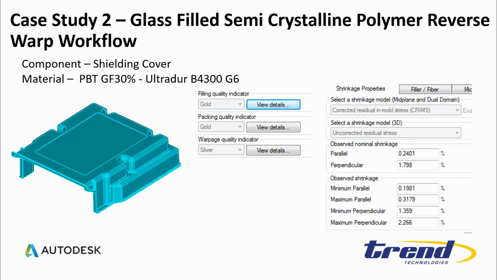So looking at our case study 2, which is going to be a glass fill semi-crystalline polymer reverse warp workflow. So this was a shielding cover component. Our material was PBT glass fill 30, Ultradur B4300 G6. Again, the material was well characterized in Moldflow, and again was CRIMS tested. So I suppose we could take high confidence in the reliability of the warpage results.